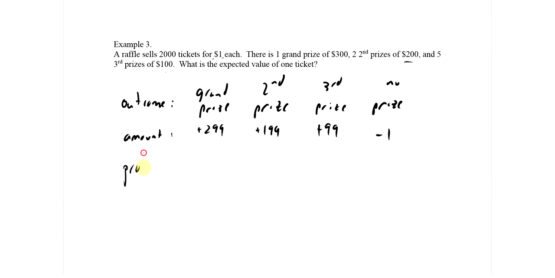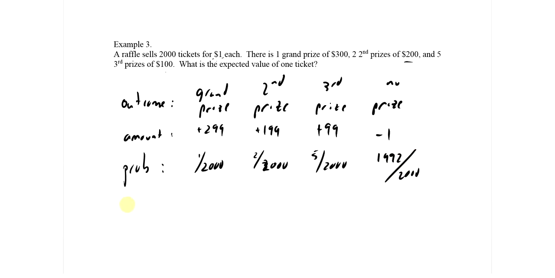And what's your probabilities? Well, there's one grand prize, 2,000 tickets, so the probability of winning is 1 out of 2,000. What's the probability of getting a second prize? 2 out of 2,000. Probability of a third prize, 5 out of 2,000. What's the probability of not winning? Well, there's 8 winning tickets, so there must be 1992 out of 2,000 losing tickets.